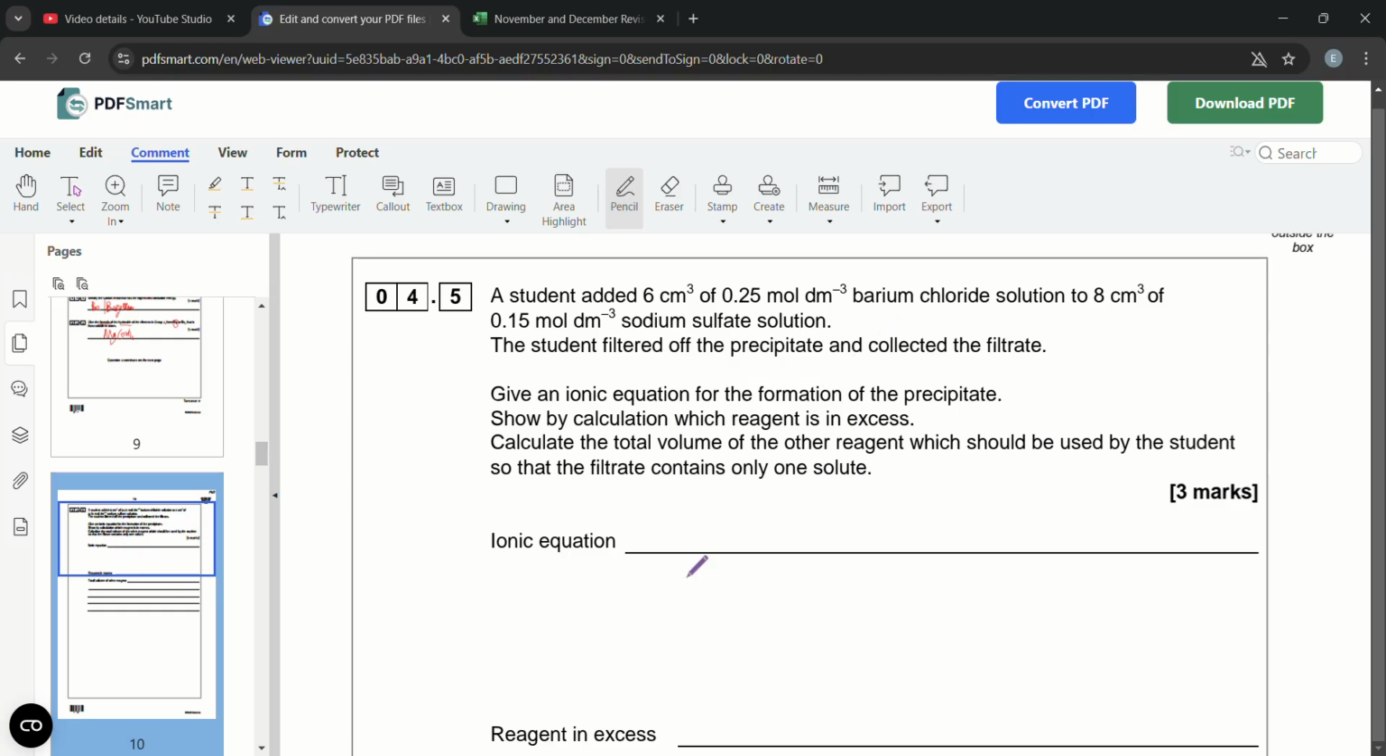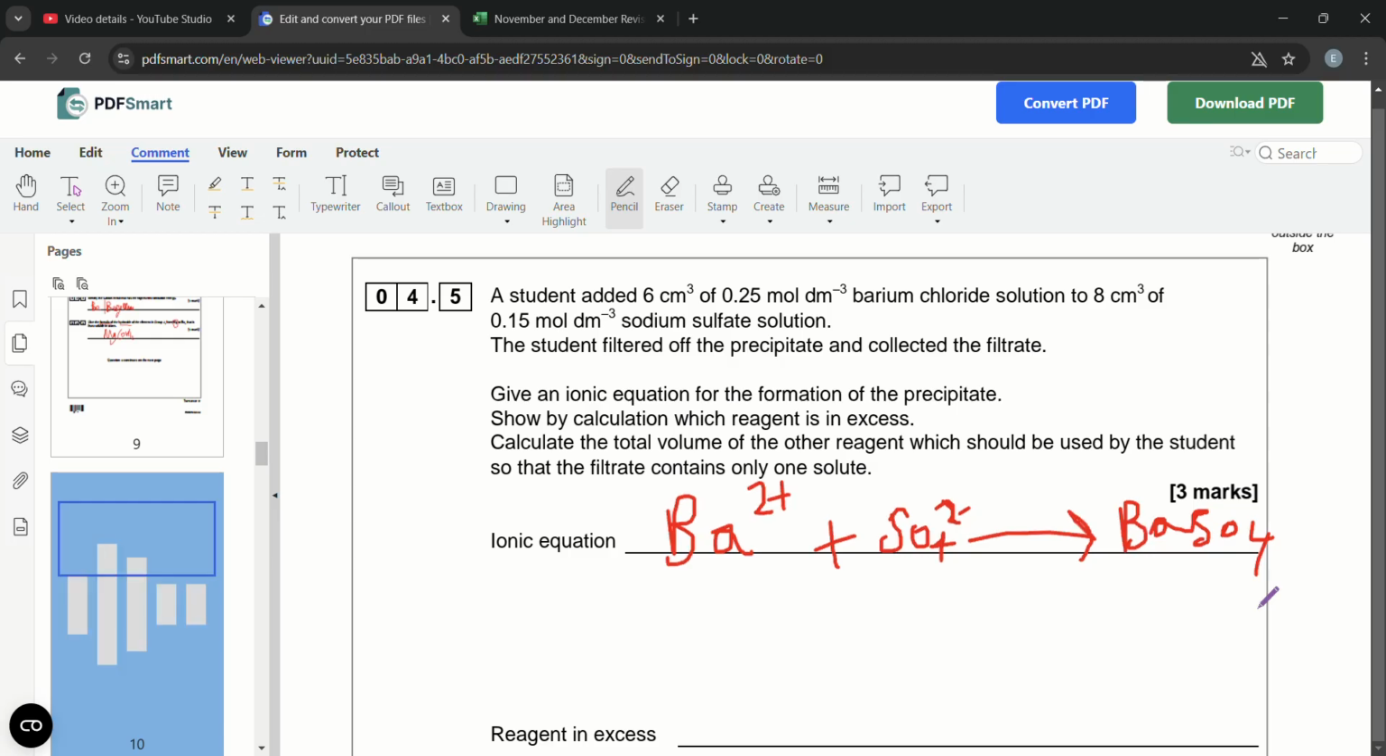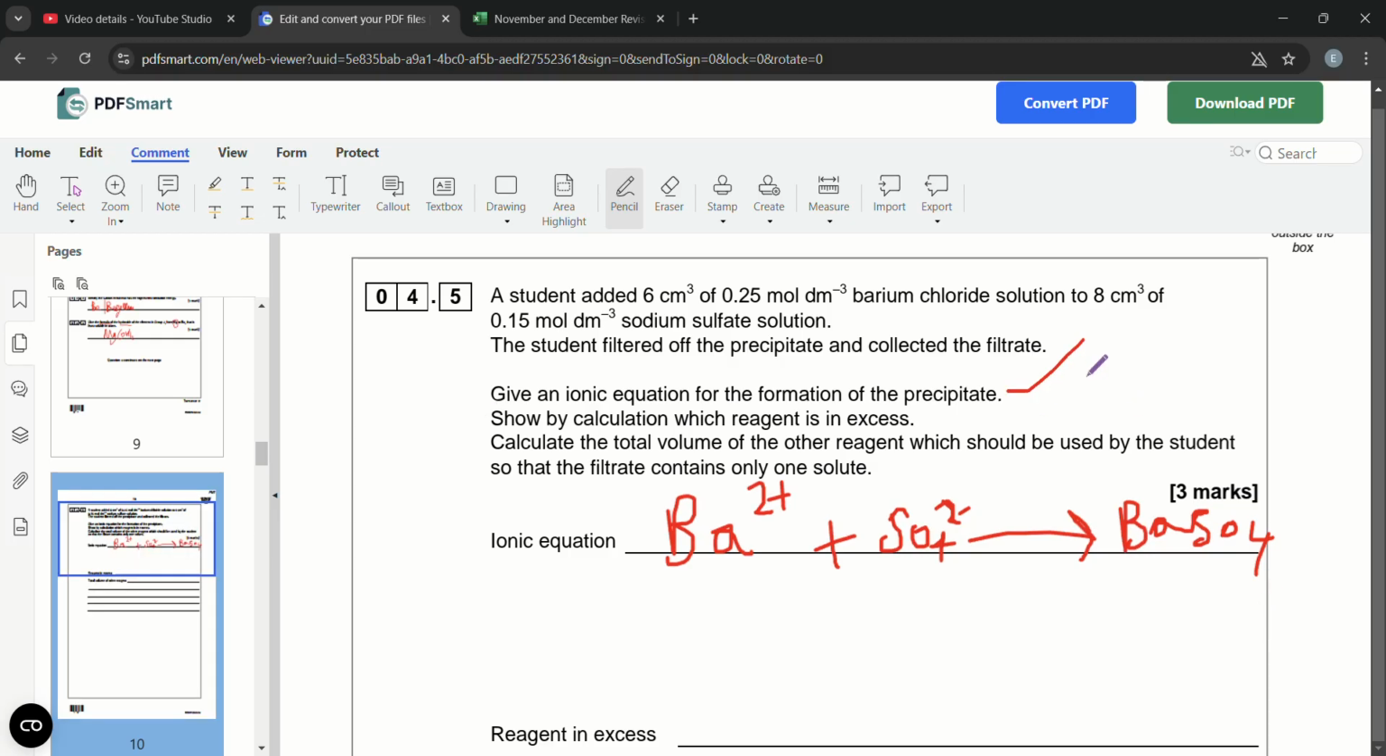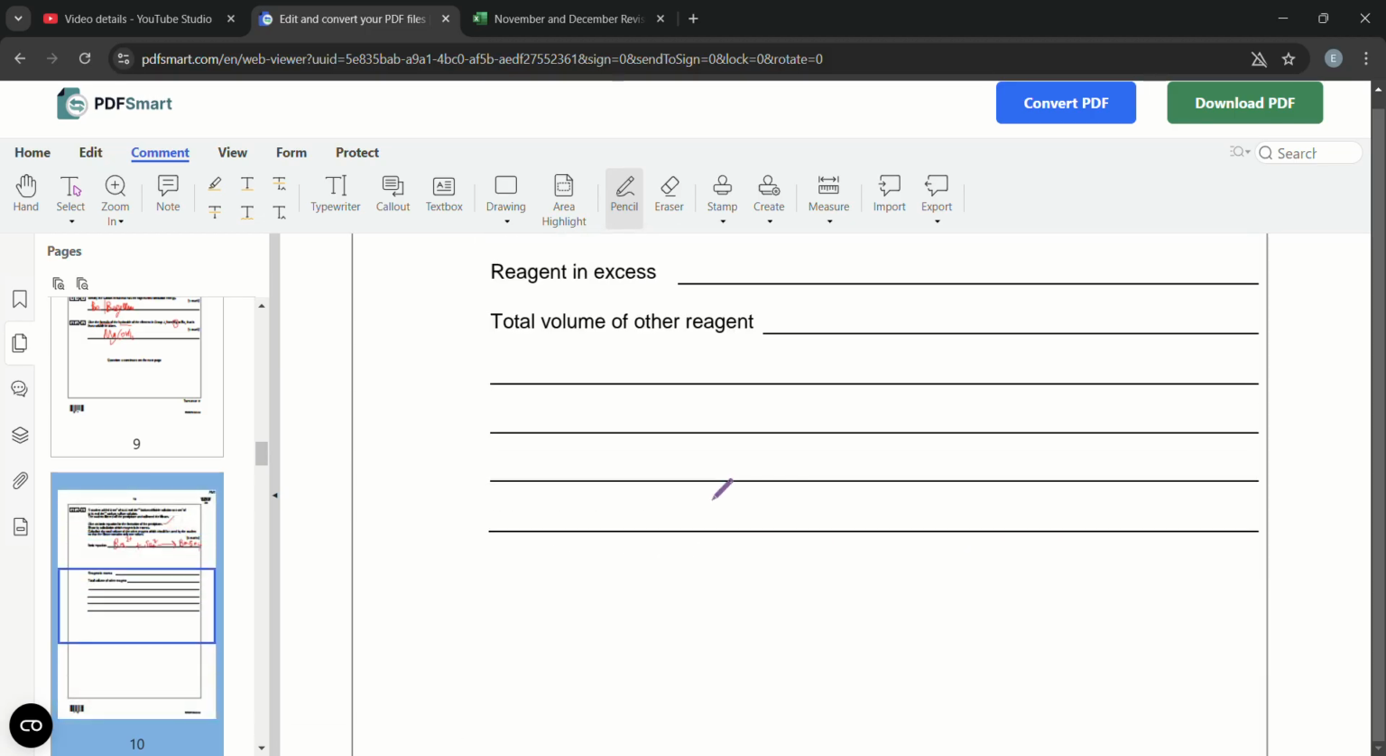Well, we've got barium chloride solution. It's going to be Ba2+ plus SO4 2- to form BaSO4, barium sulfate. So we've given an ionic equation for the formation of the precipitate. Show by calculation which reagent is in excess.